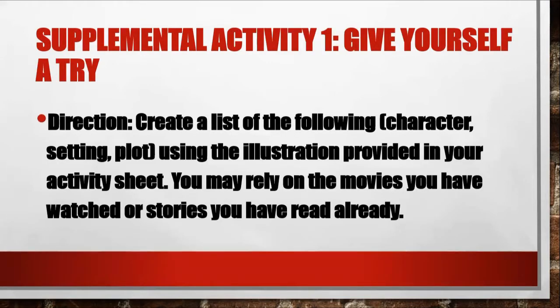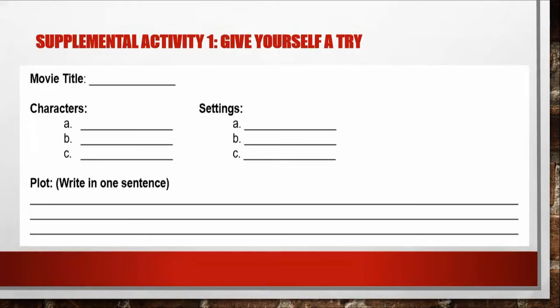Supplemental activity number 1. Give yourself a try. Create a list of the following: the characters, setting, and plot using the illustration provided in your activity sheet. You may rely on the movies you have watched or stories you have read already. Here is the pattern that you have to fill in. You have to give the title of the movie and then who are the main characters. You also have to give the settings of the movie and then you write in one sentence the plot of the story.